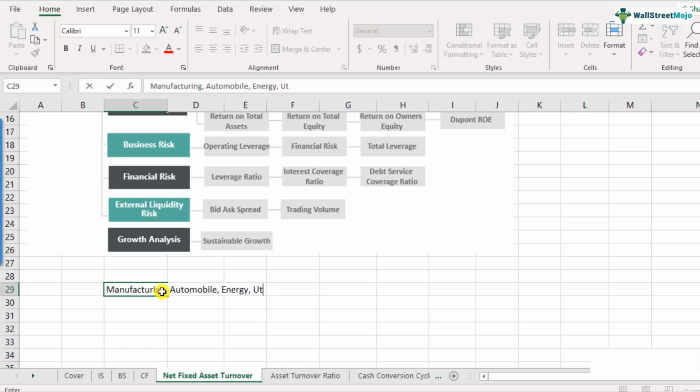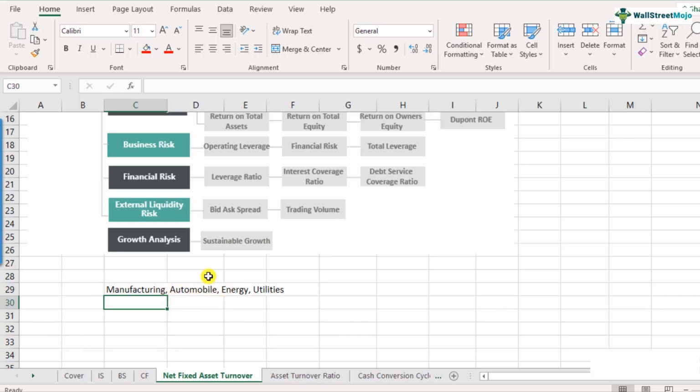energy, utilities, etc. So anything which demands high capital expenditure in its assets, those are the companies for which you can actually calculate net fixed asset turnover ratio and do a meaningful interpretation. But you cannot do that for asset light companies. Like there are technology companies which don't invest in assets, you can't consider those. Services industry as well. So that's the key difference.